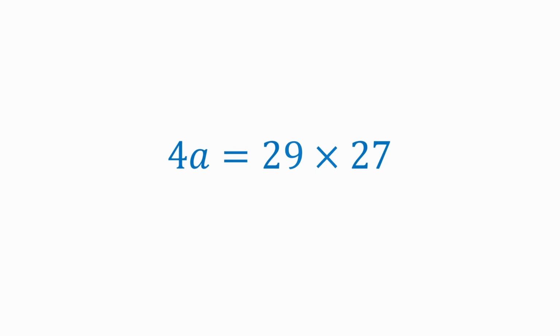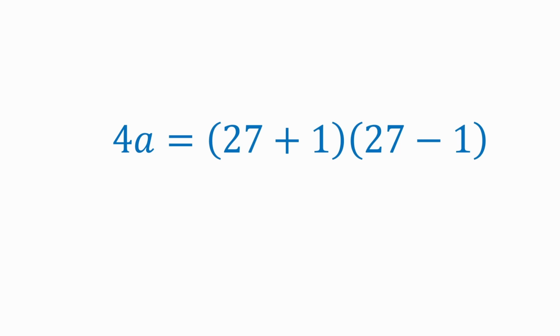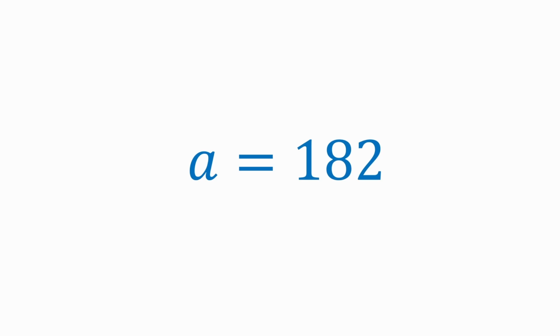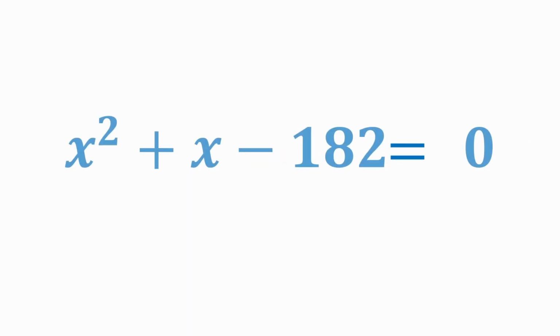Okay, how about k equals 27? That will give us 28 times 26. That looks good. 28 is divisible by 4, and when we solve for a, we get 182, which is less than 200. Now let's take that value for a and plug it into our equation to solve for x.